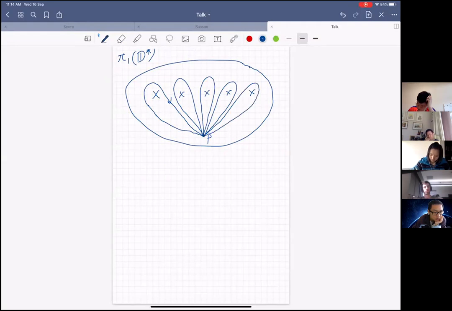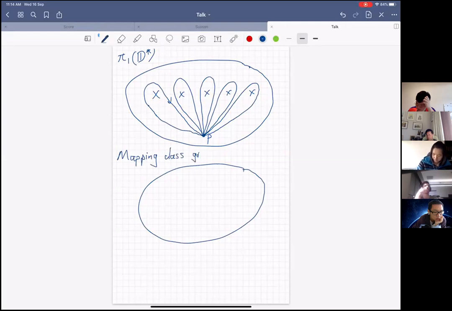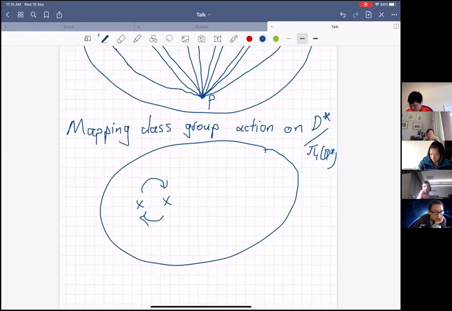So the mapping class group action on pi 1 is just like twisting around the puncture. For example, I write M for the mapping class group; it also induces an action on pi 1 of the punctured disk. So if you twist these two, I twist these two around. What picture do I get here?